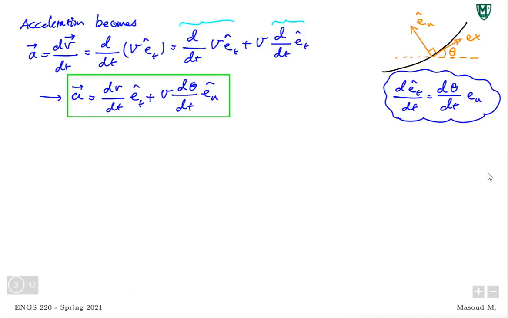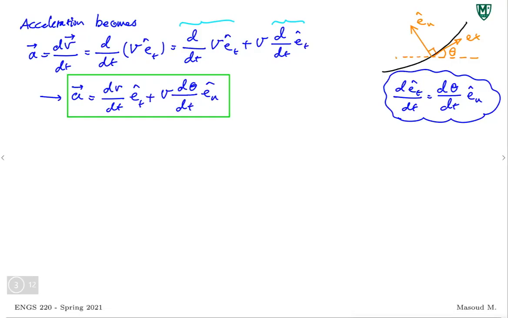But there was a little bit of a trick there. How do we take the derivative of et with respect to time? So det dt, I told you, is d theta dt en. You can take a look at your book. There's more details on how to prove that, but it's good enough for us. As long as you apply that, you get the definition for acceleration.